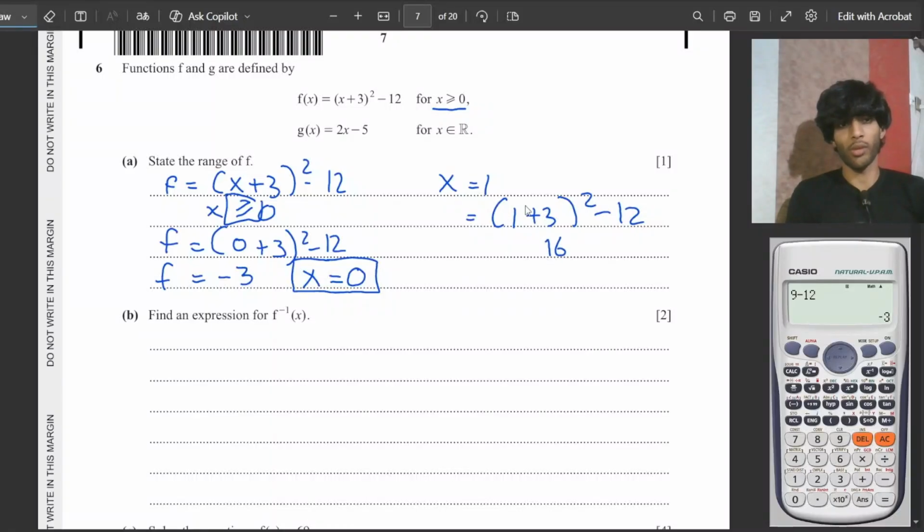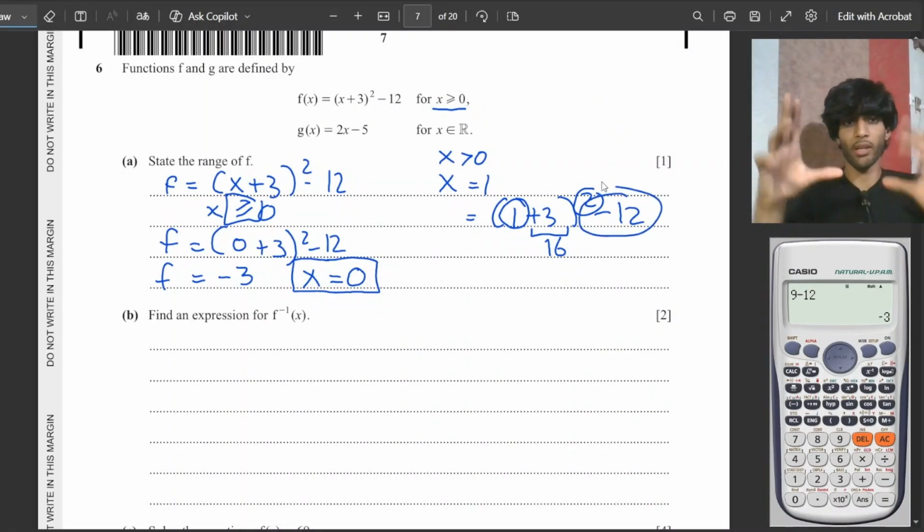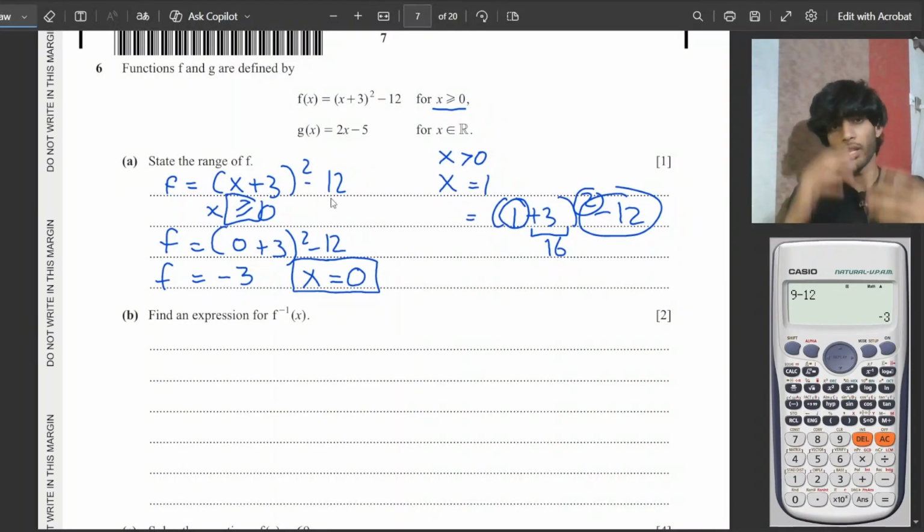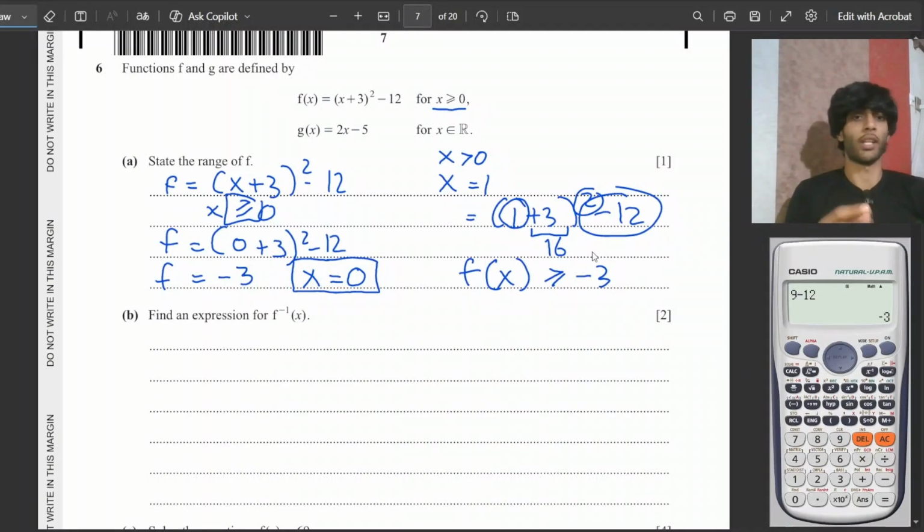Similarly, if you keep on increasing the values of x, remember it's x greater than 0, you add it to 3, you get an even bigger number, you square that, you get an even bigger number, and when you minus 12, you have a really big number minus 12, so it's still going to be a really big number. So basically, the range of f is, let me just write it over here, f of x is greater than or equal to -3. You get -3 when x is equal to 0, and as you keep on increasing the values of x, your f of x is also going to keep on increasing.